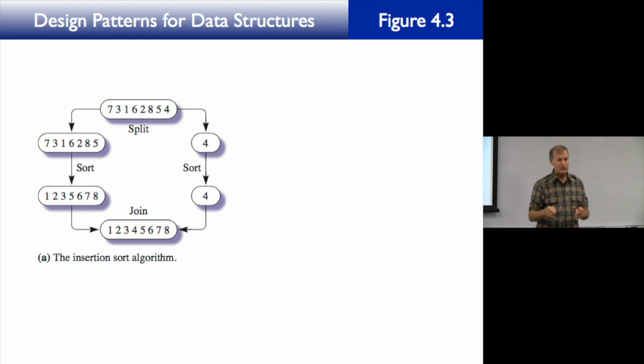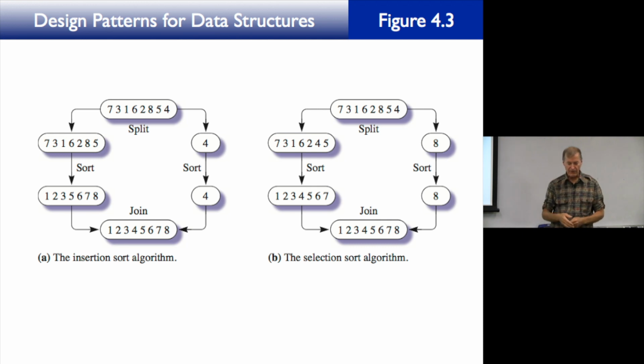But then what do you have to do with the join? You have to put it in where it goes. In other words, you have to insert it. That's why it's called the insertion sort, because in the join you have to insert it. And does that take a loop, yes or no, to do the insertion? It does. What about the split? Does that take a loop? No.